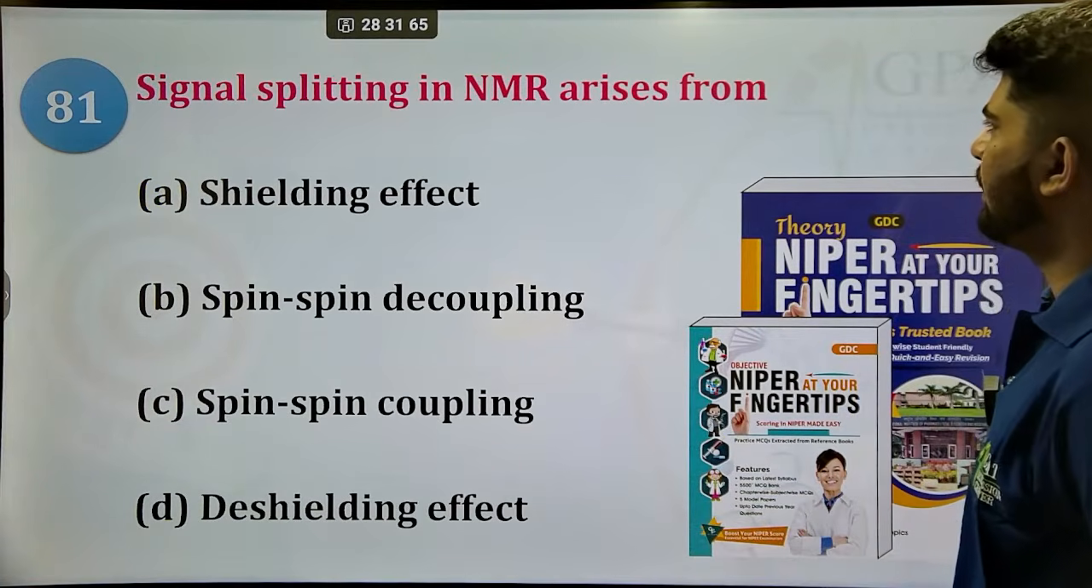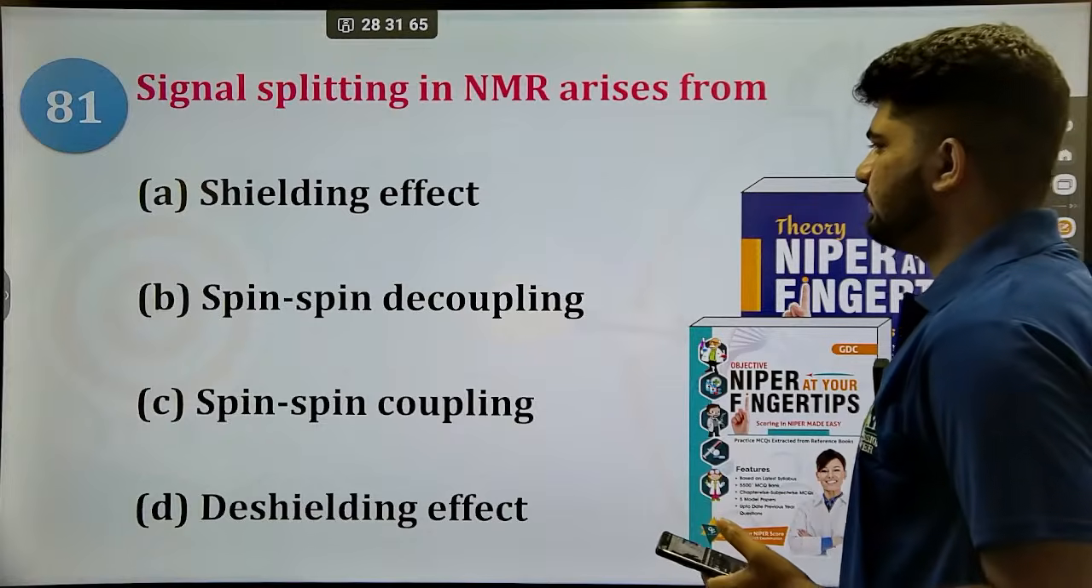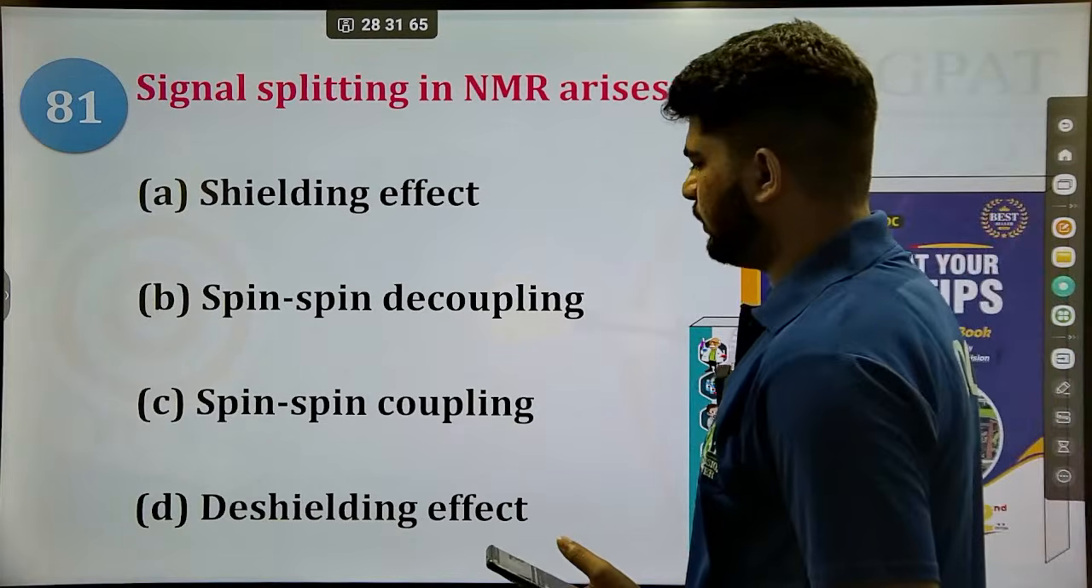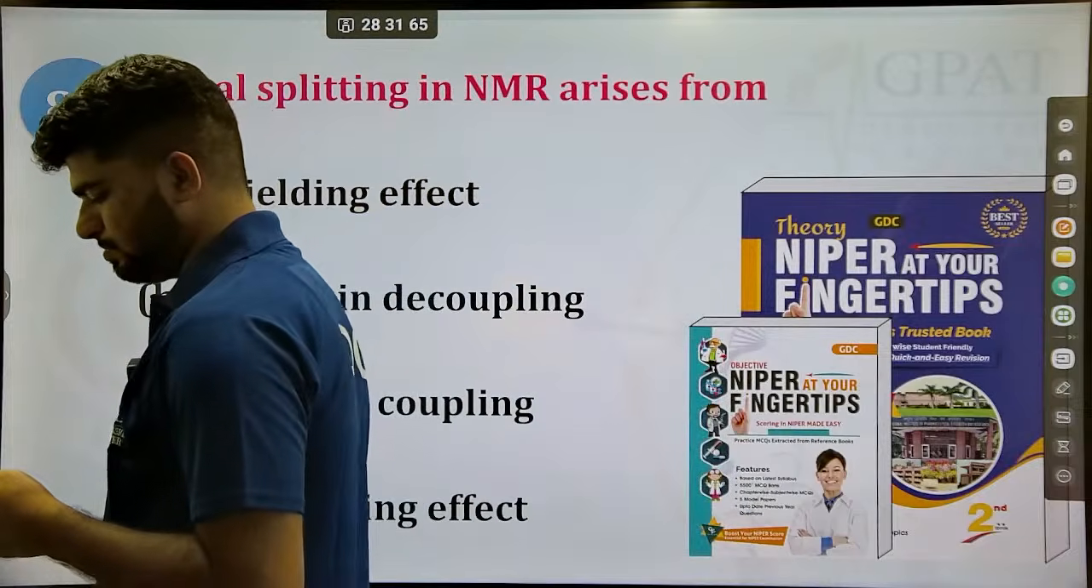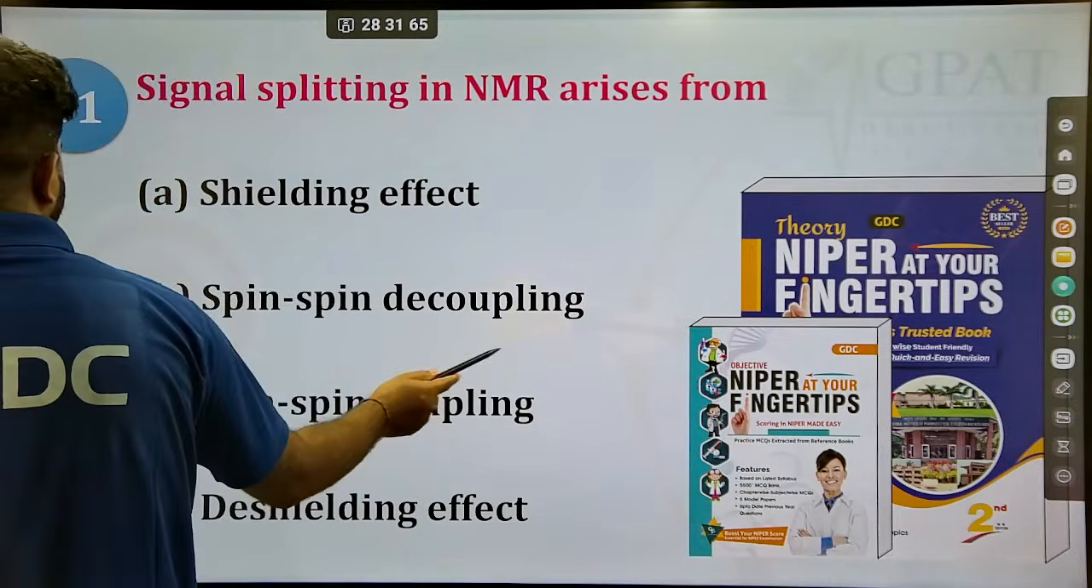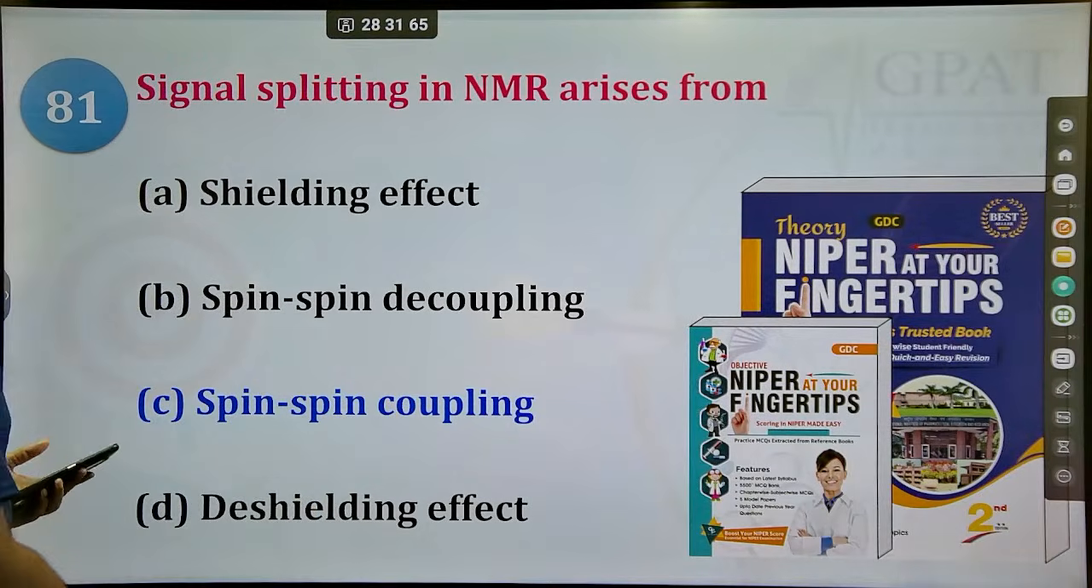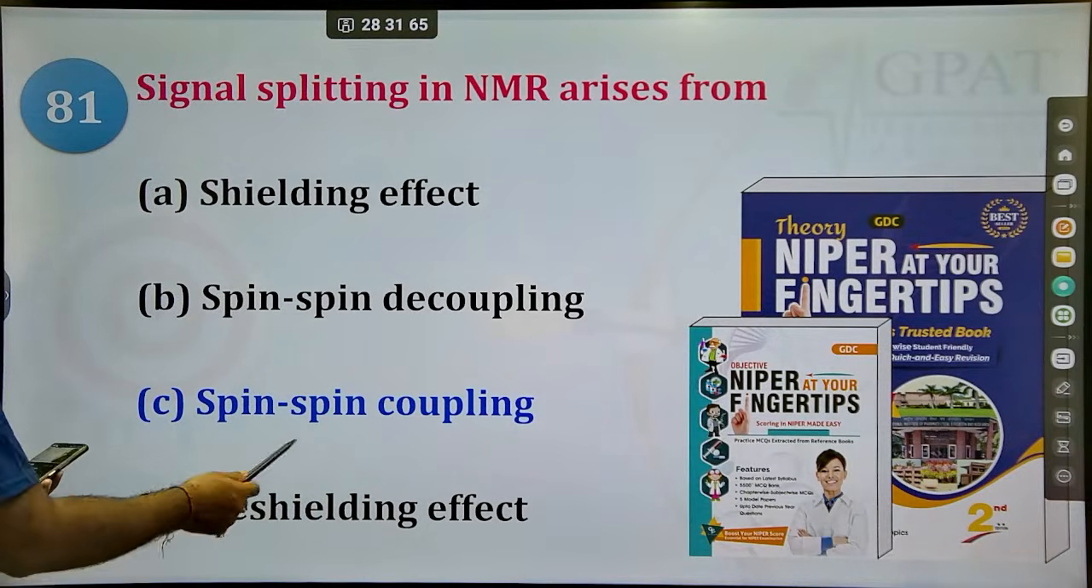Signal splitting in NMR arises from shielding effect, spin-spin decoupling, spin-spin coupling, or de-shielding effect. Anyone? That would be your spin-spin coupling. Signal splitting will be in the case of spin-spin coupling.